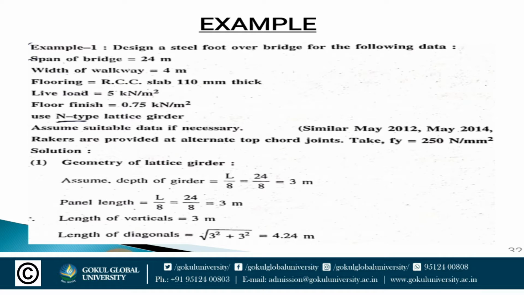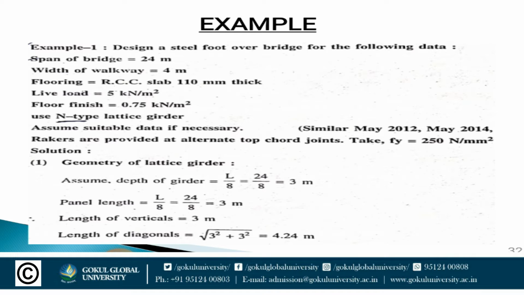Okay, so first we analyze the example, and which type of data is given. Design a steel foot over bridge for the following data. First, the span of the bridge is given, it is 24 meter. Width of walkway is also given, it is 4 meter. The flooring is RCC, 110 mm thick, so the thickness of flooring is given. Two types of load are given, live load and floor finish.